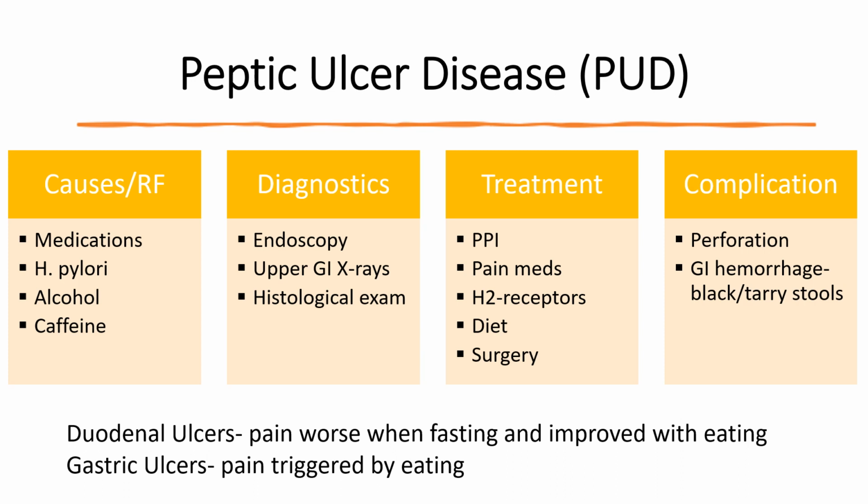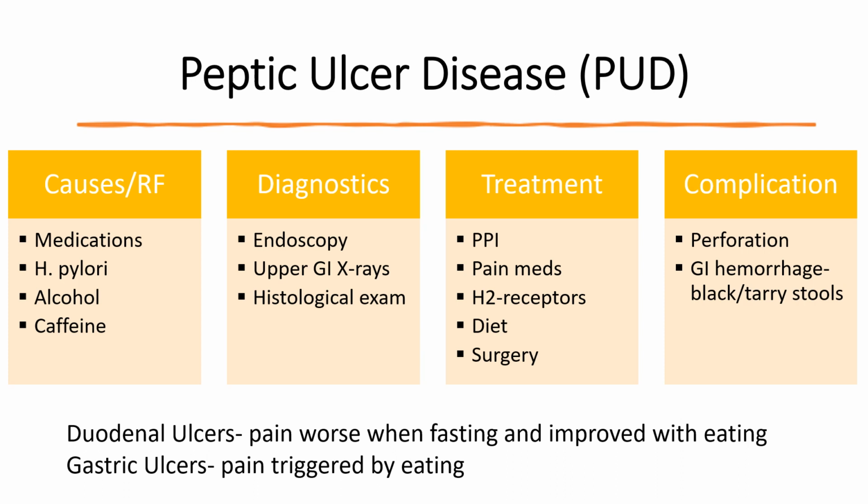Erosions result from the corrosive action of acid gastric juice on a vulnerable epithelium. It's caused by an imbalance between mucosal defenses and acid peptic injury. The damaged mucosa cannot secrete enough mucus to act as a barrier against the gastric acid, so that's why the ulcer forms. NSAIDs, aspirin, H. pylori, alcohol, and caffeine are common causes of PUD.